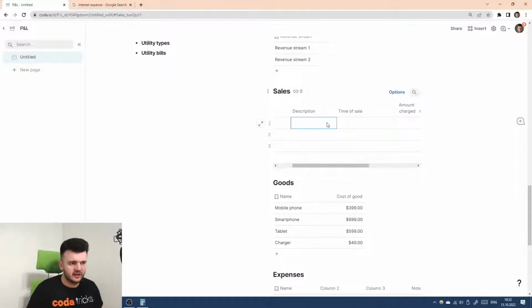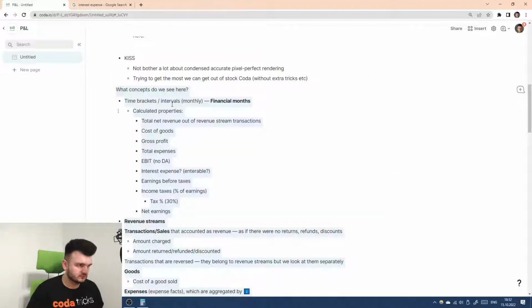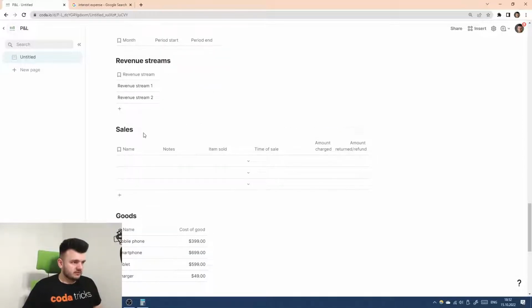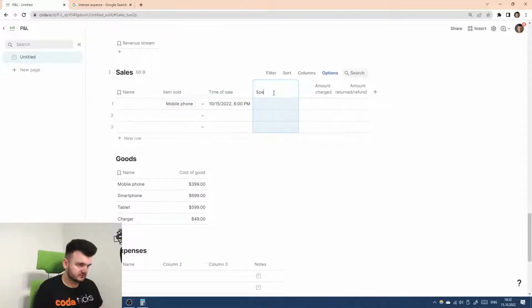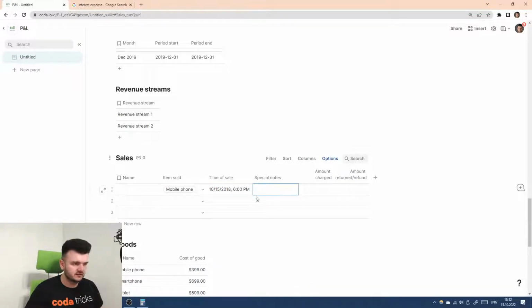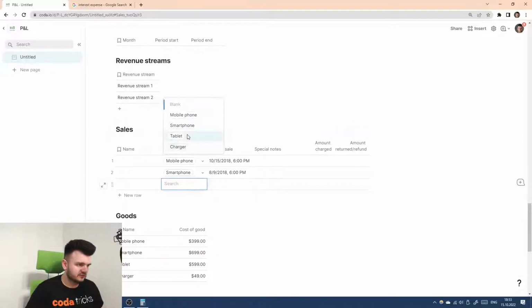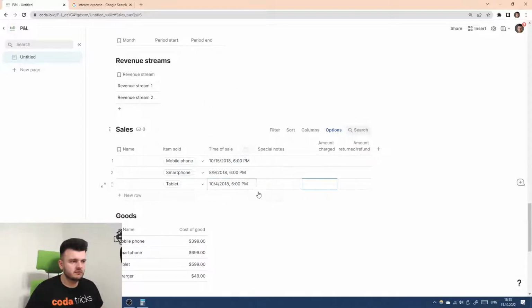Here we have sales, so there can be a description like notes. Actually, we already have items sold. Let's just get out of that column and start actually building things. So yeah, we have items sold. We have a mobile phone sold at this time. Actually, we need to generate some sales for these months, right? So let's say it's 2018. And here we sell a smartphone, and we sell it there. And we sell a tablet on that day, right?